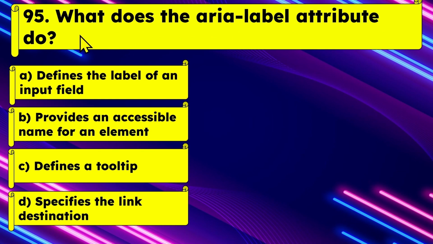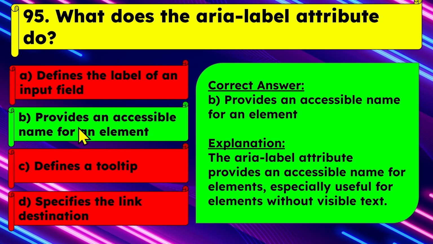Next question is, what does the aria-label attribute do? Option A, it defines the label of an input field. Option B, it provides an accessible name for an element. Option C, it defines a tooltip. Or option D, it specifies the link destination. So here the correct answer will be option B, it provides an accessible name for an element.